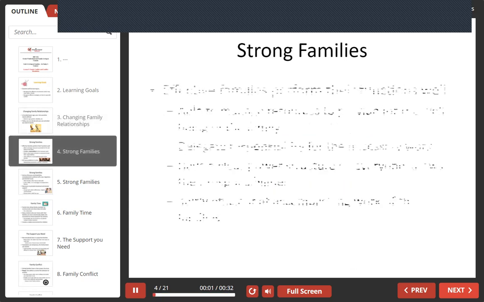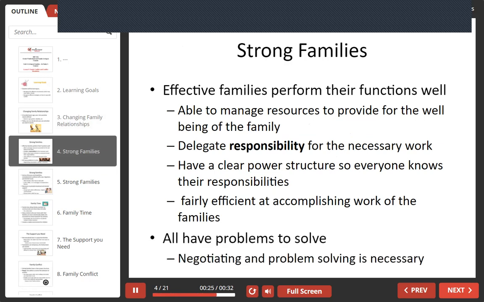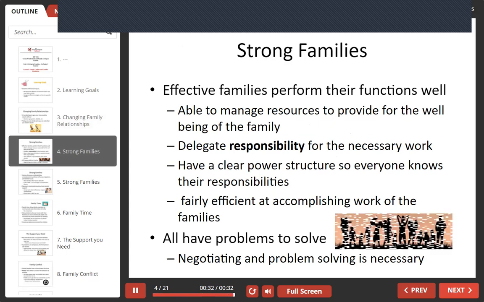So, strong and effective families perform their functions well. They're able to manage their resources to provide for the well being of the family. And they then delegate responsibility for the necessary work. They also have a clear power structure so that everybody knows their responsibilities, and they are fairly efficient at accomplishing the work of the families. They all have problems to solve, though, which requires negotiating and problem-solving skills.